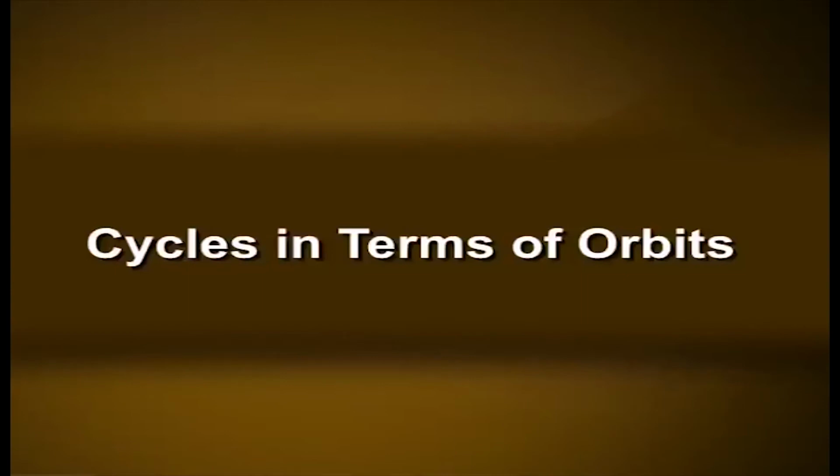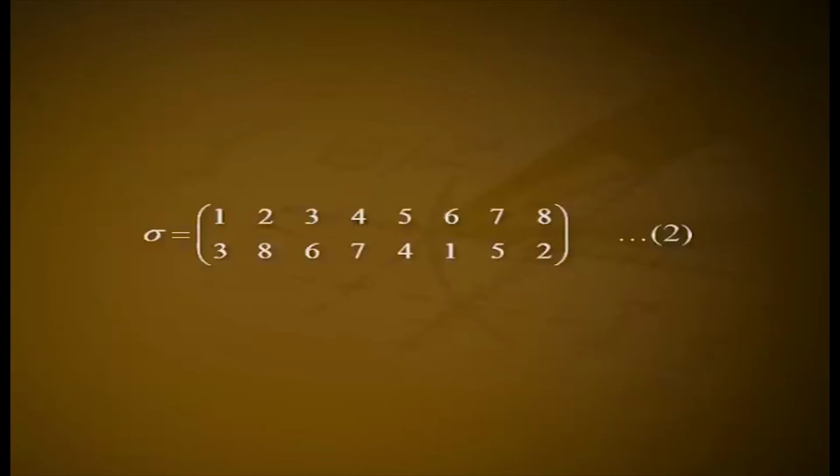Cycles in terms of orbits. Let us describe cycles in terms of orbits. Hereinafter, we consider just permutations of a finite set A of n elements. We may as well suppose that A is the set {1, 2, and so on up to n} and that we are dealing with elements of the symmetric group Sn. Referring to example 12, the orbits of sigma, equal to the permutation 1 to 3, 2 to 8, 3 to 6, 4 to 7, 5 to 4, 6 to 1, 7 to 5, 8 to 2, equation number 2, are indicated graphically in figure 2.